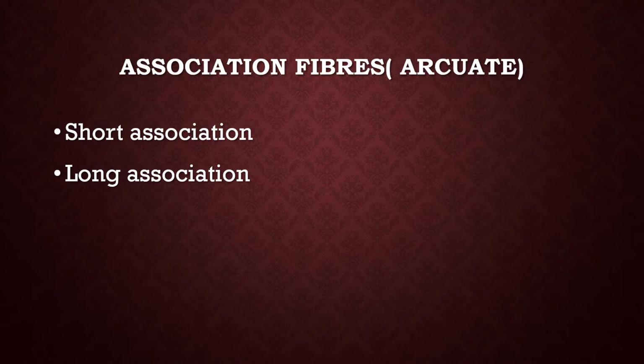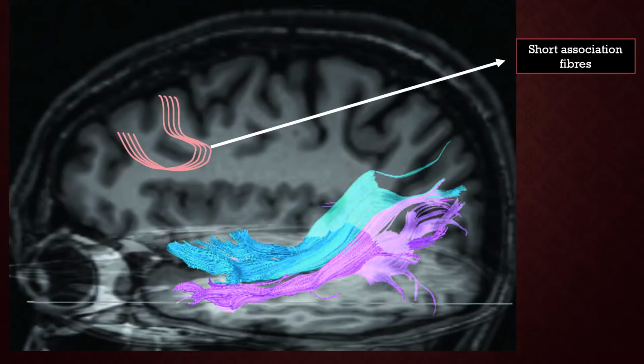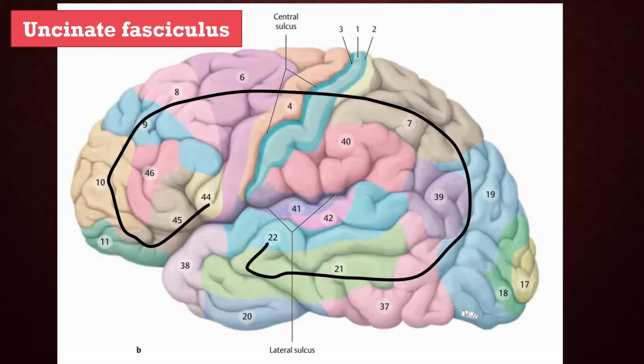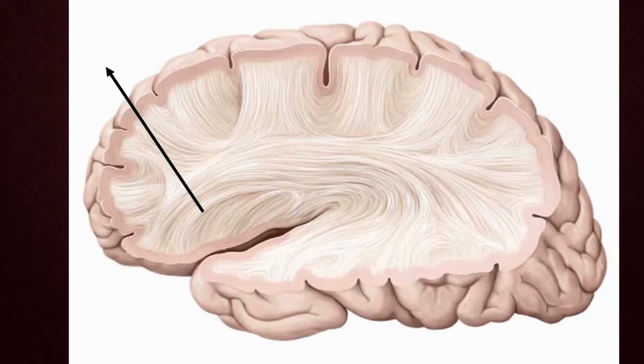There are two types of association fibers: short association fibers and long association fibers. The short association fibers connect two adjacent gyri. Long association fibers connect the gyri which are far from each other. In this picture we can identify the cingulum. It is an example of long association fibers. And this is the uncinate fasciculus. It is also an example of long association fibers.